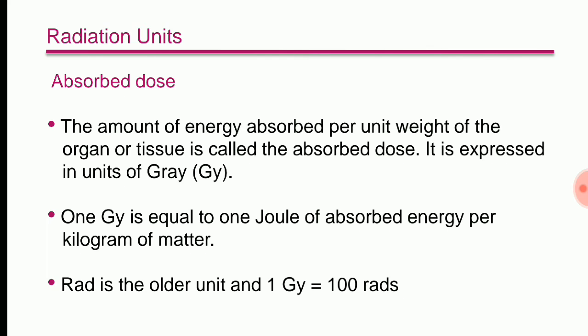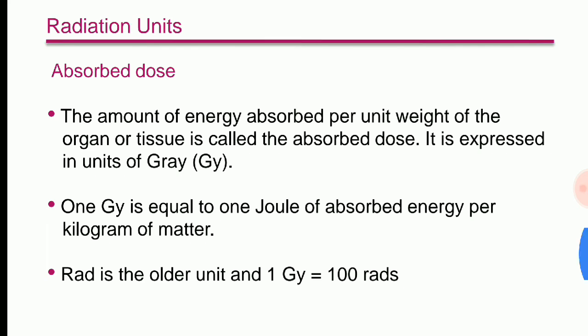Radiation units. Absorbed dose. The amount of energy absorbed per unit weight of organs is called the absorbed dose. It is expressed in units of gray. One gray is equal to one joule of absorbed energy per kilogram. Rad is the older unit; one gray is equal to 100 rads.